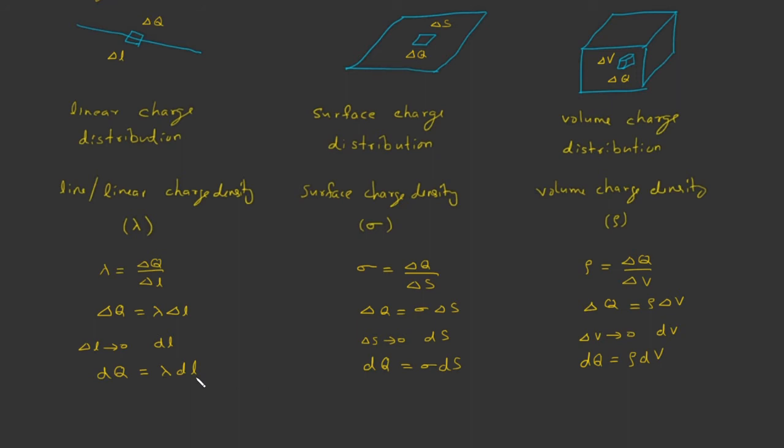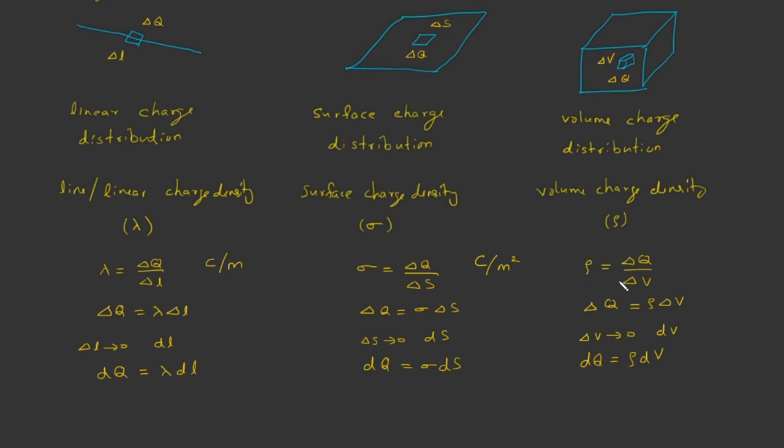So now we are going to study the units. We know the SI unit of charge density lambda is SI unit of charge per SI unit of length. So in this case we can write the unit as Coulomb per meter, and for surface charge density we can write it as Coulomb per meter square, because the SI unit of surface area is meter square.